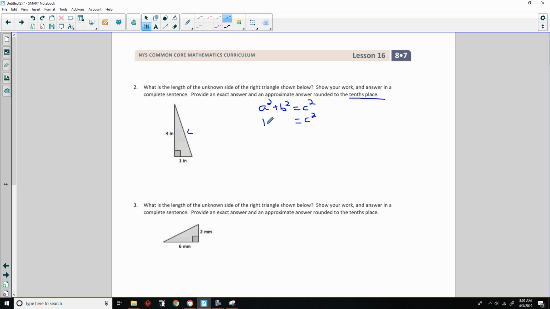Anyway, we'll use A squared as the base, 1 inch, plus 4 inches squared equals C squared. 1 squared is 1, 4 squared is 16, and that equals C squared. Combine like terms, 17 equals C squared. Take the square root of both sides, and the square root of 17 equals C. So provide an exact answer. There it is. And then approximate answer rounded to the tenths place.